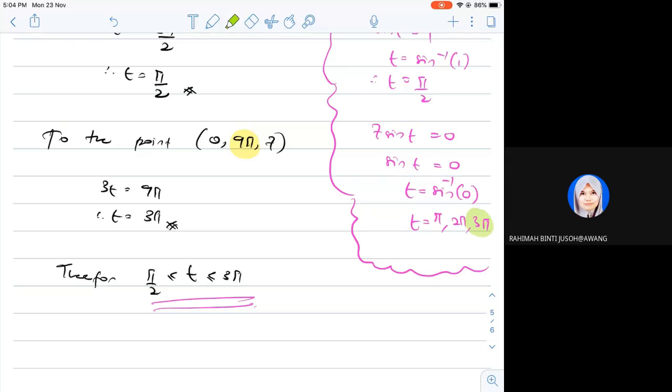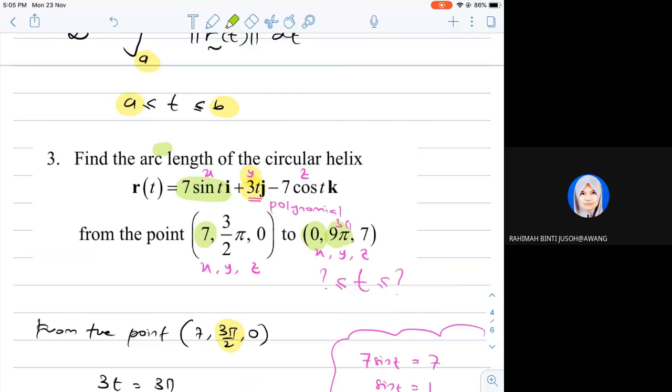That's why I told you earlier, the easiest way is by choosing the polynomial. If it's a polynomial there is no issue, it will give the exact answer directly. Understand what I mean?